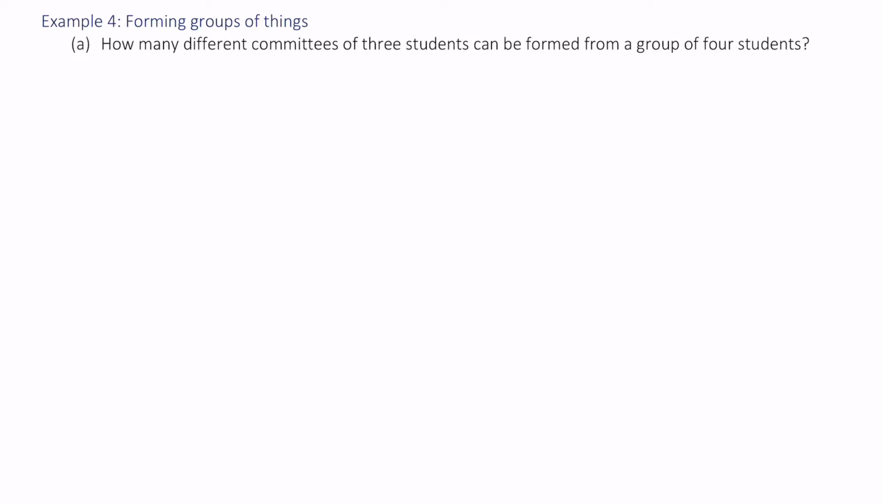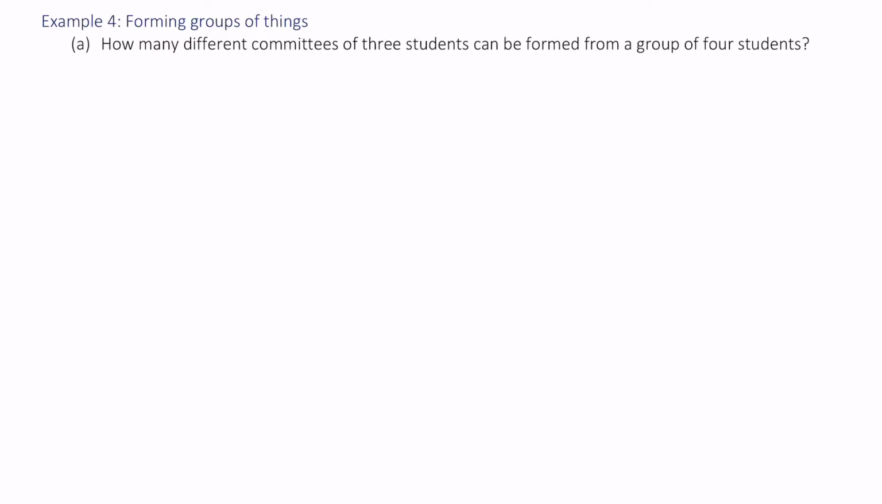Welcome. In this video, I'm going to go over two examples of using a combination. The first one is: how many different committees of 3 students can be formed from a group of 4 students? Now, since order does not matter when choosing committees, a committee made up of, say, Julia, Amelia, and James would be the same as a committee made up of James, Amelia, and Julia.